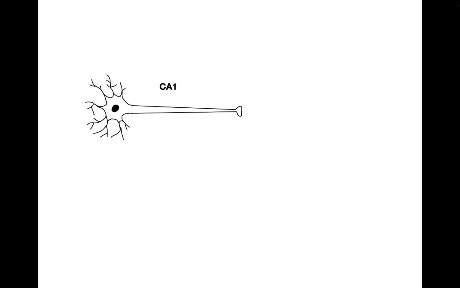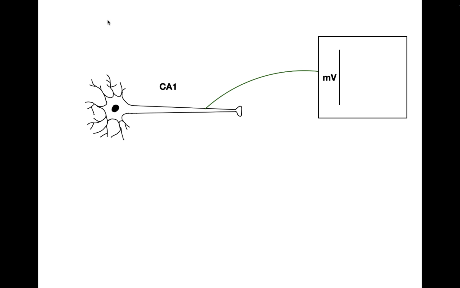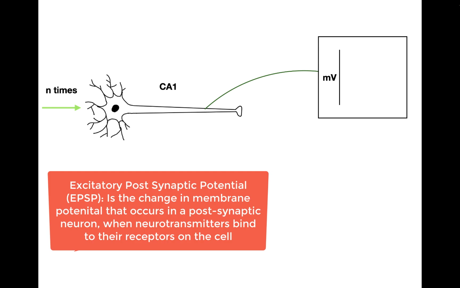Now what we're going to be doing is attaching these CA1 neurons to voltage sensors. And these voltage sensors are going to be measuring the membrane potential of these neurons throughout the duration of the experiment. Now in this experiment, we are going to be stimulating these CA1 neurons at a specific frequency and measuring the resulting excitatory postsynaptic potential, or in other words, EPSPs, over the course of the experiment.